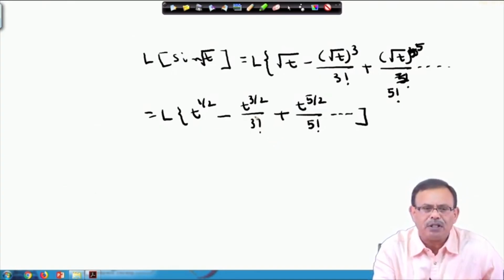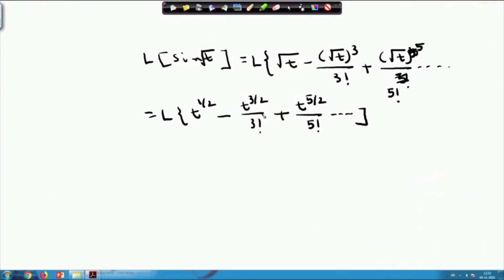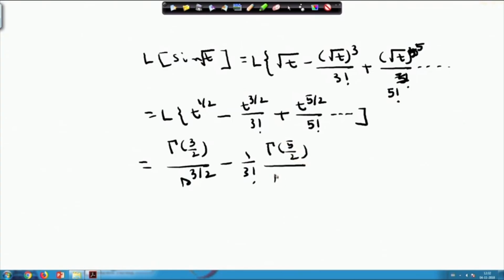So I can write it as individual Laplace transforms, and this equals, for t to the power half, gamma 3 by 2 by s to the power 3 by 2, minus 1 by factorial 3 into gamma 5 by 2 divided by s to the power 5 by 2, plus 1 by factorial 5 into gamma 7 by 2 by s to the power 7 by 2.